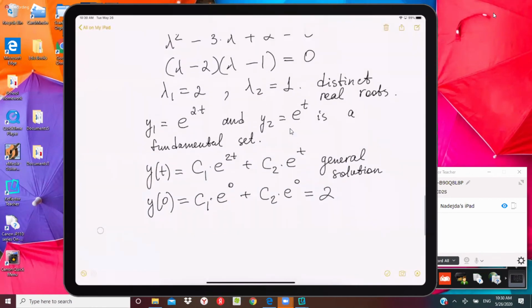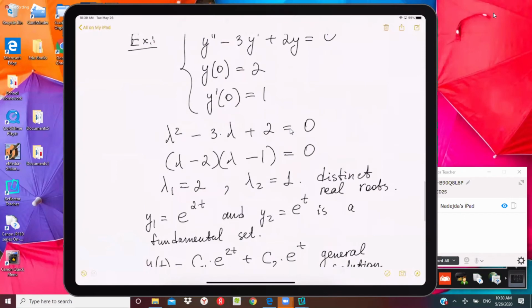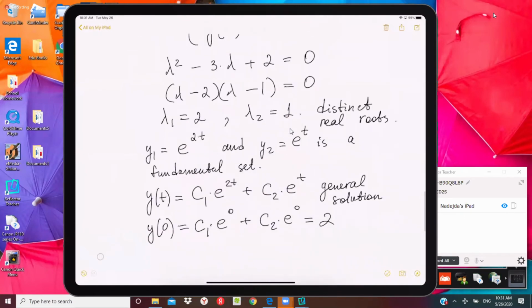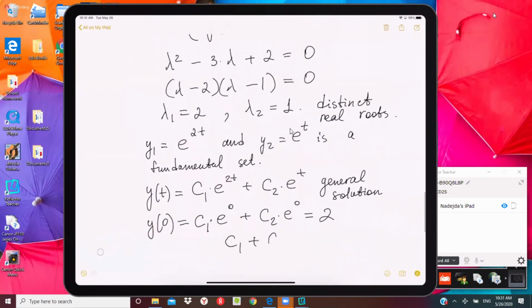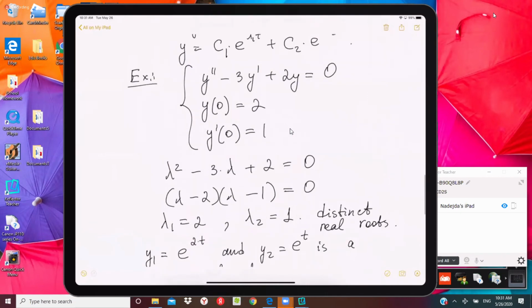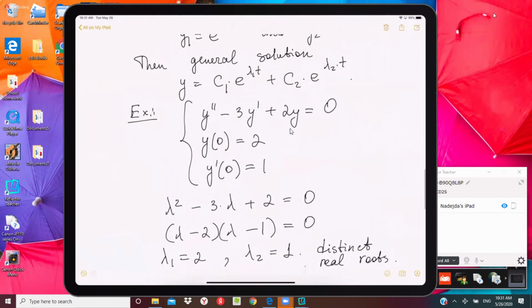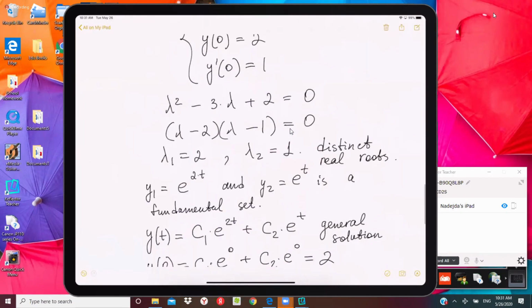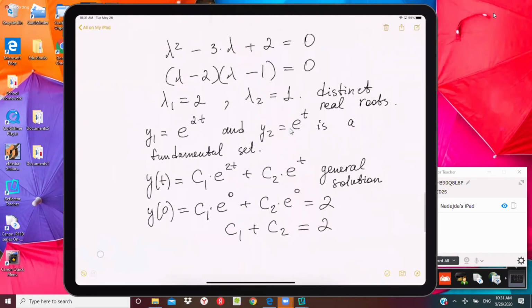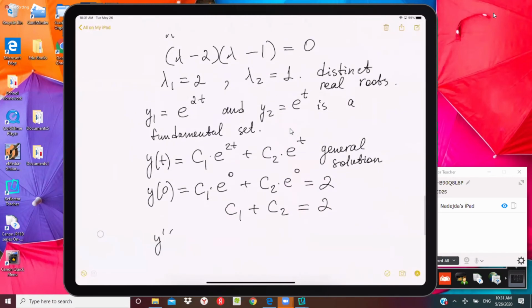Very good. So let's see. So far, we have this equation, c sub 1 plus c sub 2 equals 2. We need the second condition, right? Y prime of 0 equals 1. To find y prime of 0, we first have to find y prime of t.